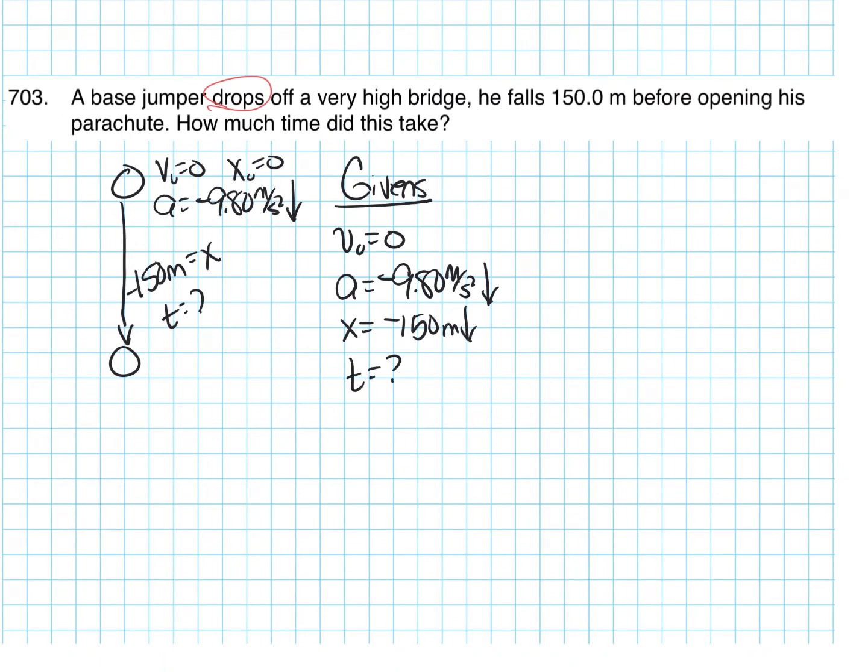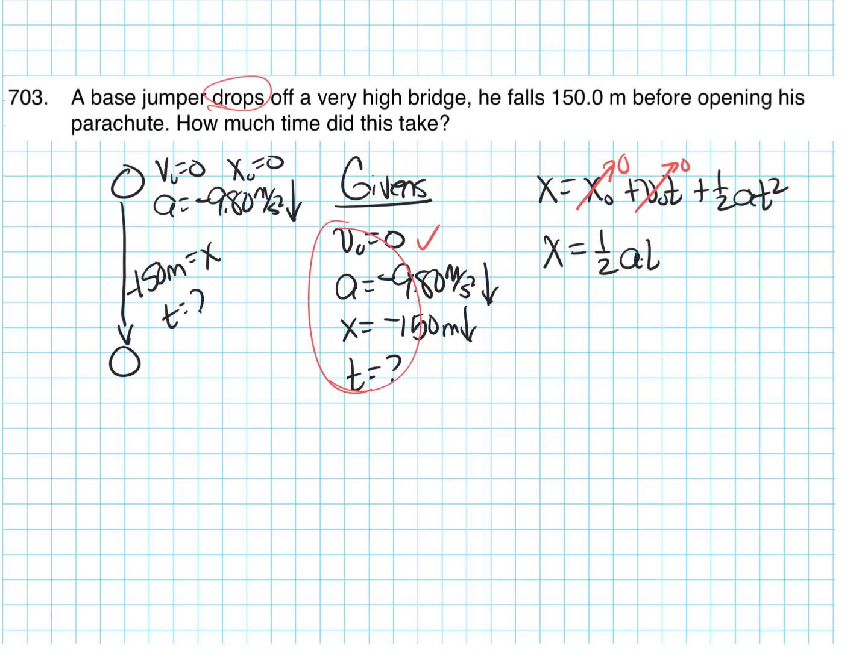All right, so I need some way of relating all this. That's going to be looking at x equals x naught plus v naught t plus 1/2 at squared. And again, I'm just looking at my variables and figuring out which equation I can use with these variables. So if I look at it, x naught, we're always going to make that 0. V naught is equal to 0, so that's going to go away. That leaves me with the expression x equals 1/2 at squared.